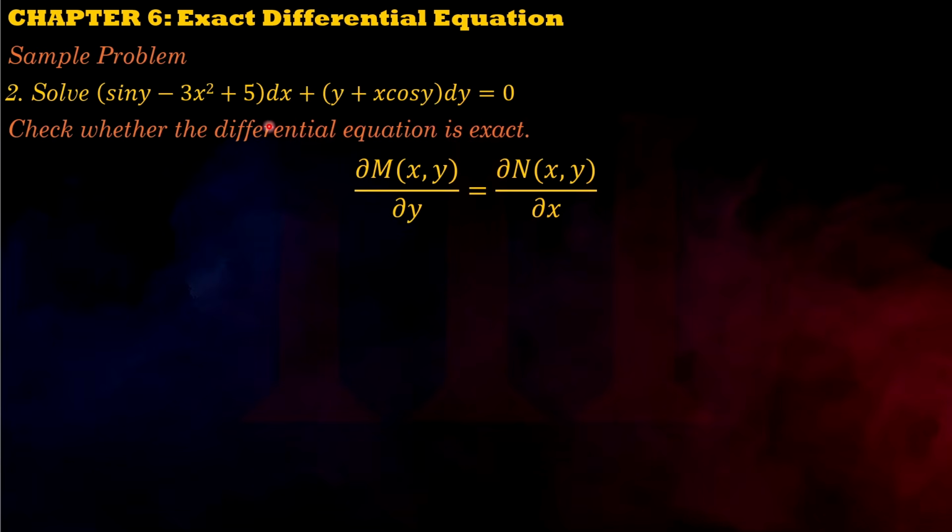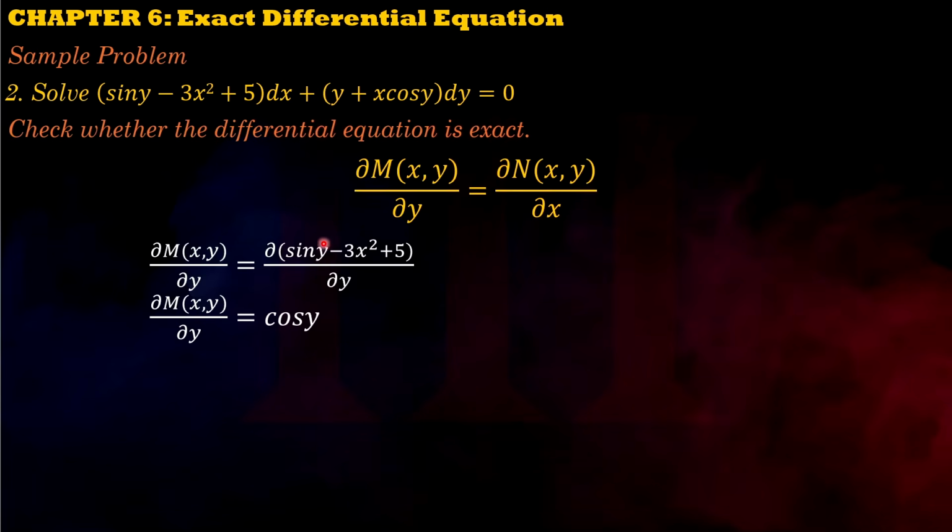So let's take the partial derivative of this with respect to y. So the partial derivative of sin y minus 3x squared plus 5 with respect to y is simply cosine y, while the others are treated as constant. So basically, the derivative of these two is simply 0. So let's do the other term, which is this part.